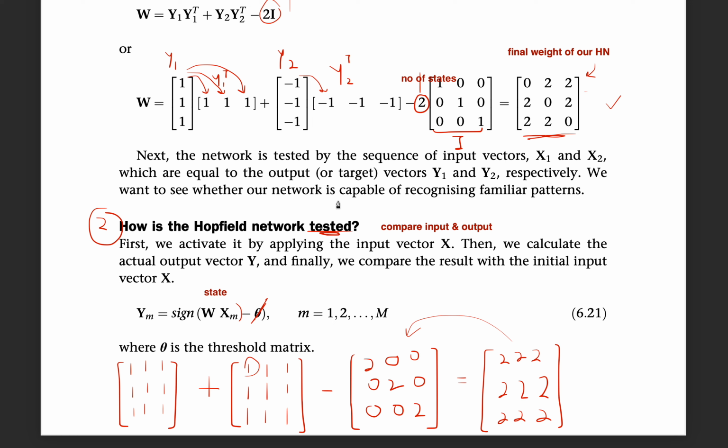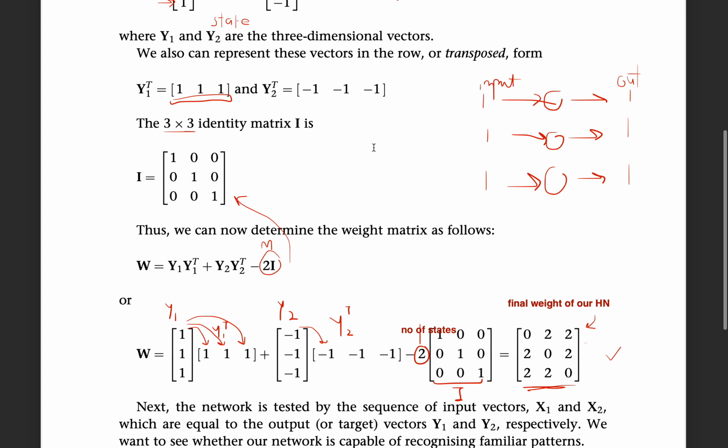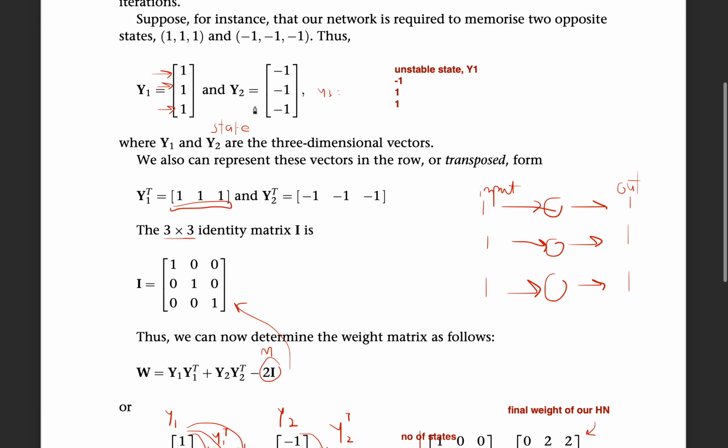So how do we test the network? We must compare the input with the output. The Hopfield network should memorize the stable state, which is this one, y1 and y2. So this is the stable state. I will give an example of an unstable state later. For now, we learn about the stable state first.